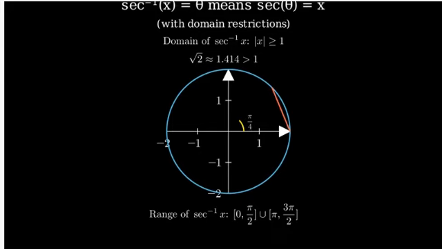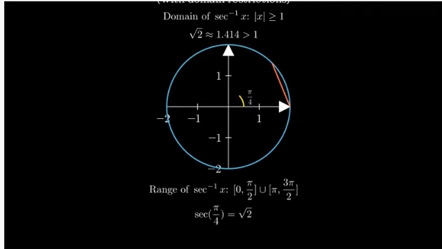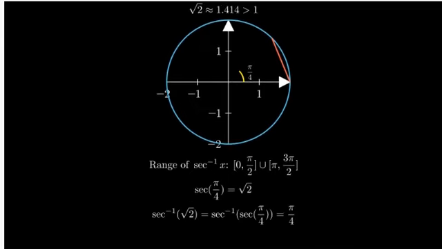Now, let's recall a key fact. The secant of pi over 4 equals the square root of 2. Therefore, the inverse secant of the square root of 2 must equal pi over 4. Let's verify this is correct.